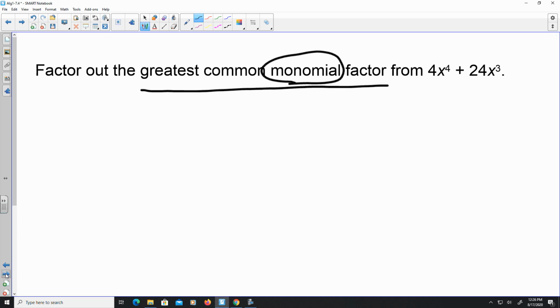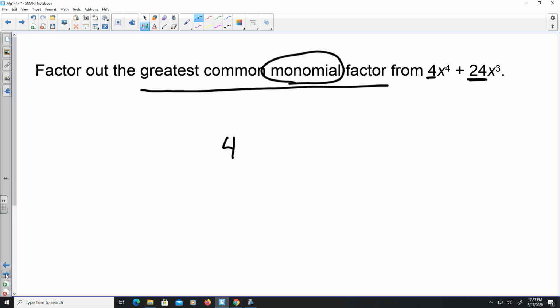So first thing I'm going to do is look at the coefficients. So I have 4 and I have 24. All right, what is the largest value that I can factor out of both 4 and 24? And the answer in this case is 4, because I can take 4 into 4, and I can take 4 into 24, and that gives me 6.